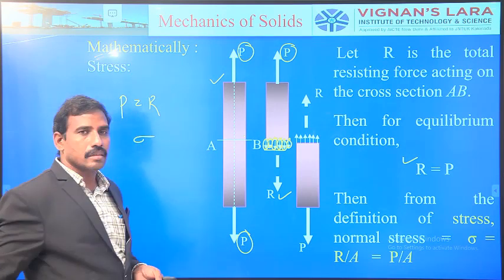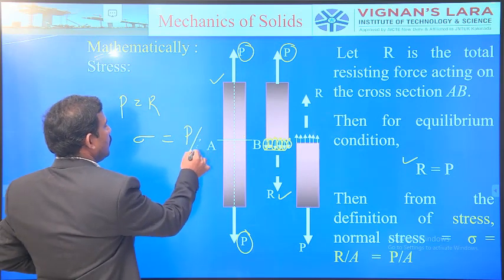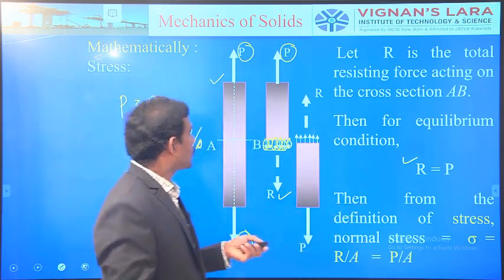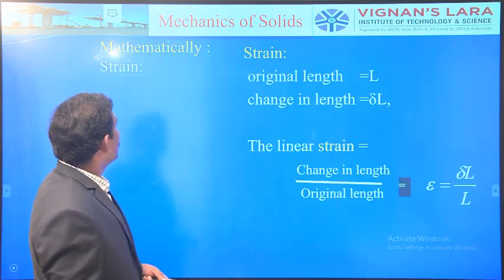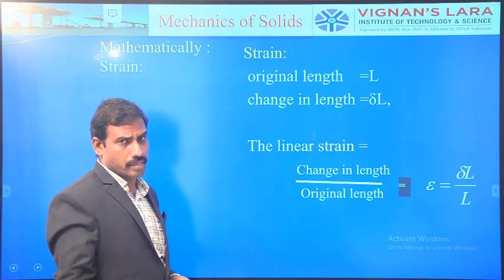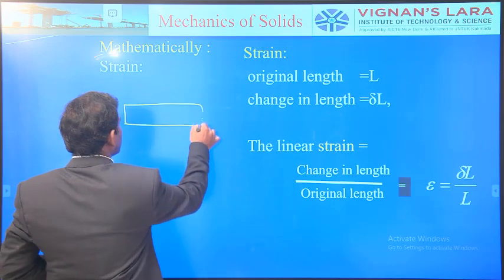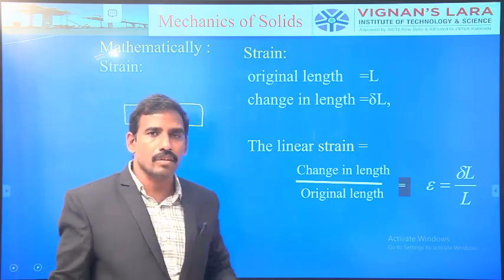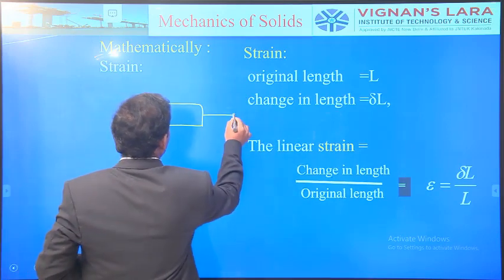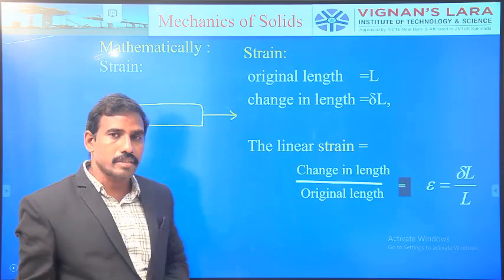Mathematically, stress represented by sigma is equal to P by A. So this is the stress mathematically. Then go for the strain. As we know, strain is simply deformation. Whenever the body is subjected to any kind of system of forces, whether axial or non-axial, for our convenience, let us consider an axial force system, particularly tensile in nature.